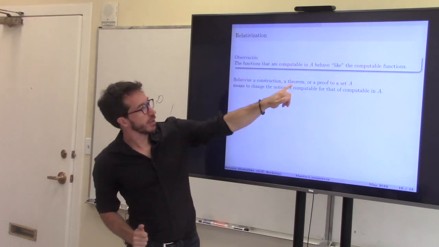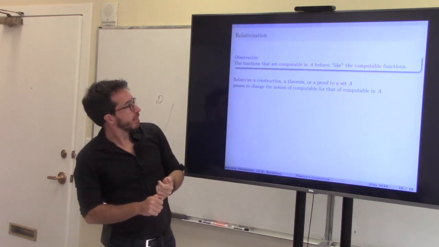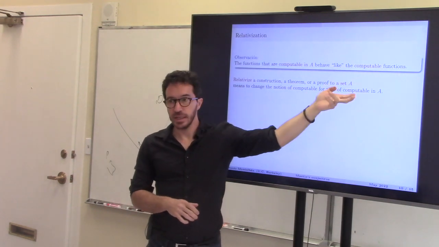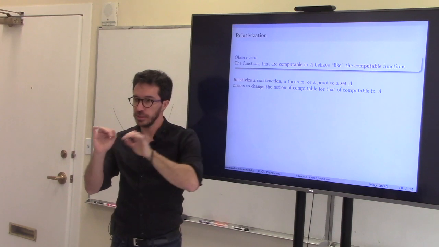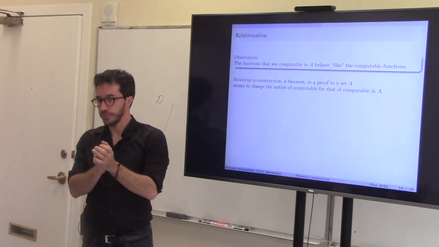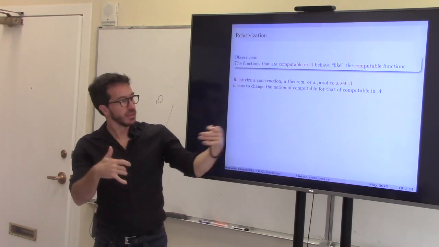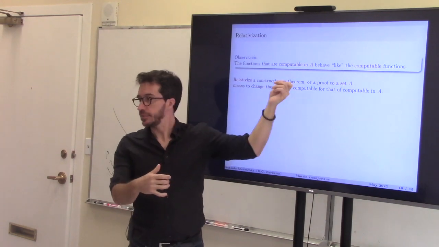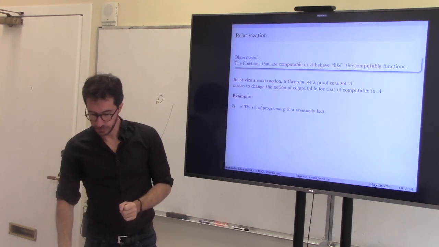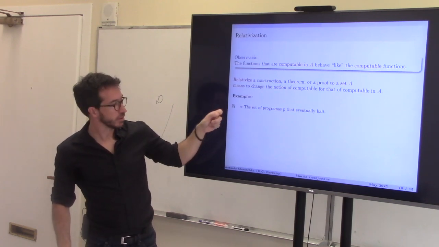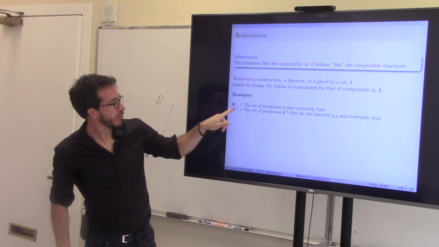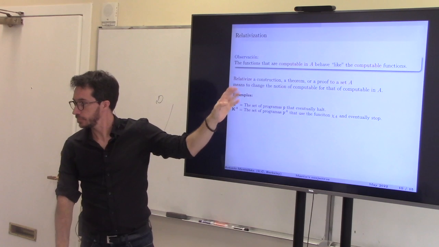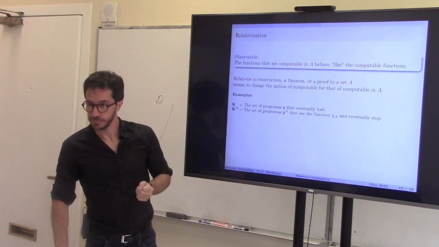So almost all the results hold. Relativizing a construction or a theorem or a proof to a set A means to change the notion of computable, wherever this word shows up in your construction, your statement, or your proof, to computable in A. Usually you replace that throughout your statement and proofs, and everything works exactly the same. There are many notions defined in terms of computable all over computability, but all those notions have a way of relativizing by assuming you have the oracle A. So here are examples. K is the set of programs that eventually halt, the halting problem that we mentioned. You can consider K relative to A. These are all the programs that use the function A as an oracle and eventually halt. So this is a new set. This is K relativized to A.